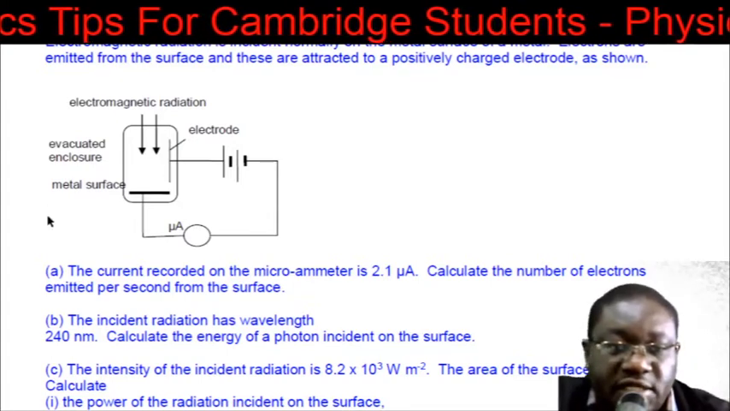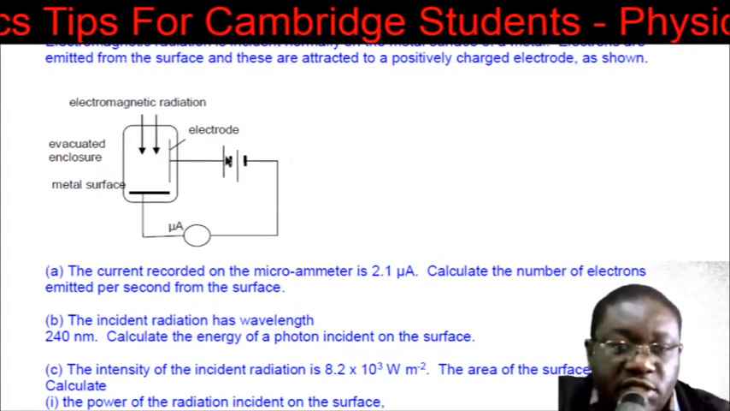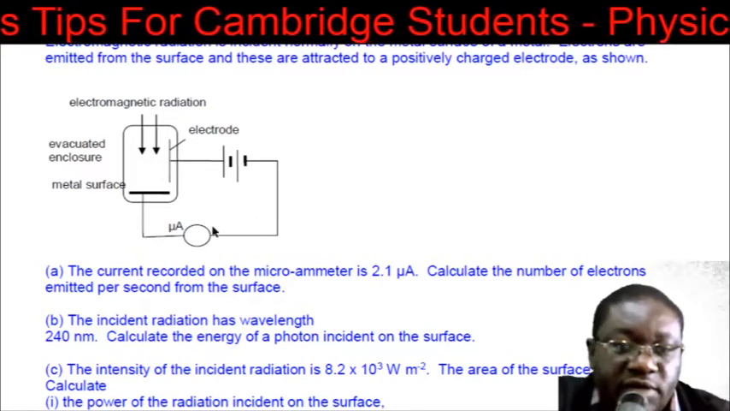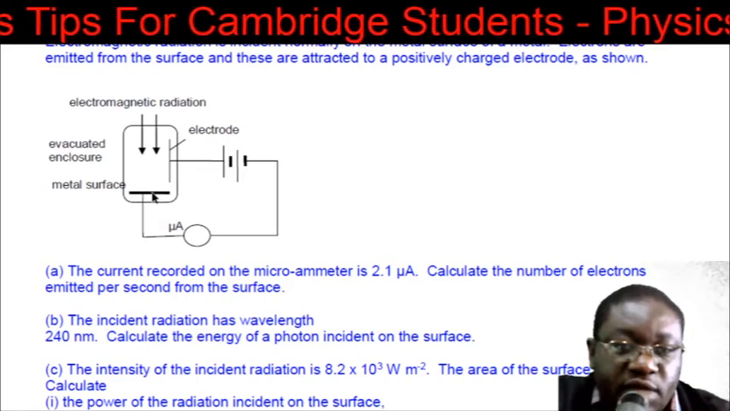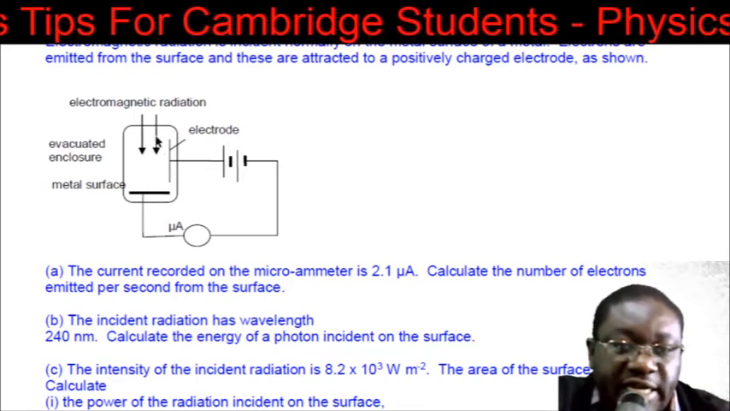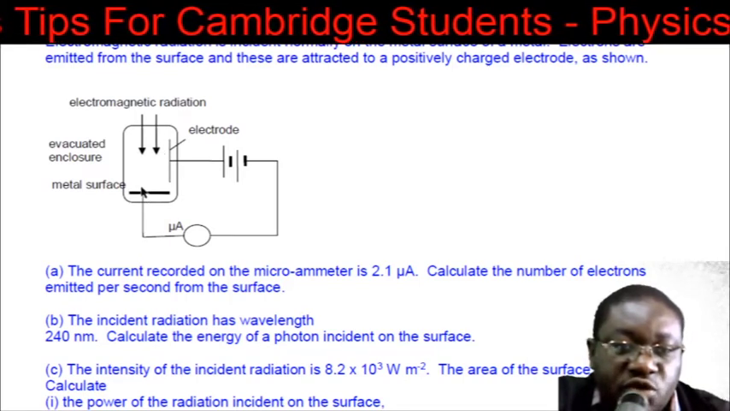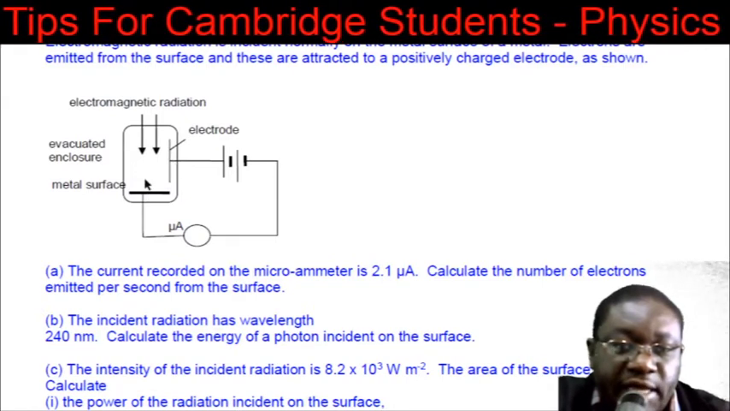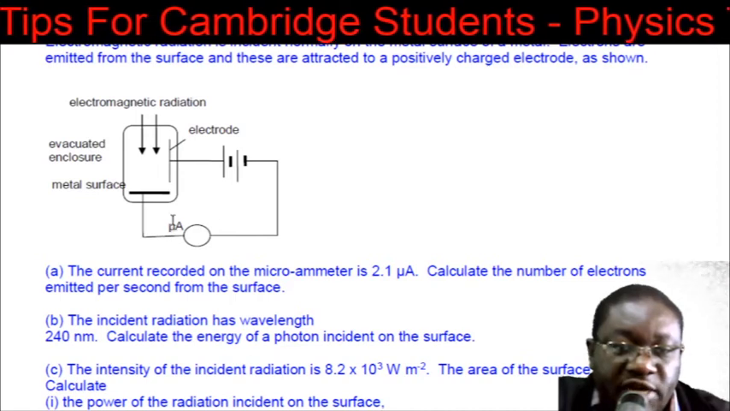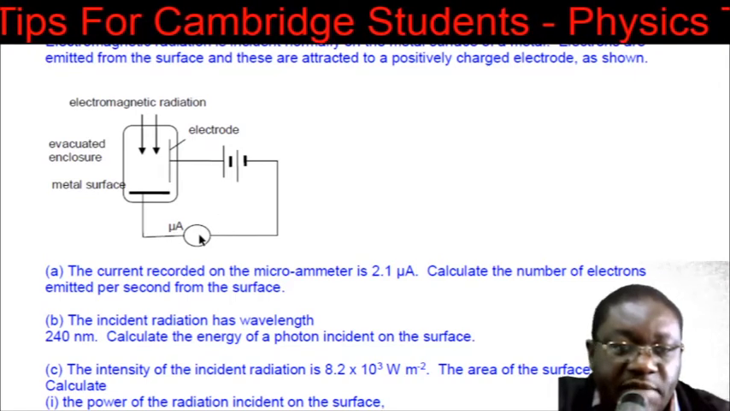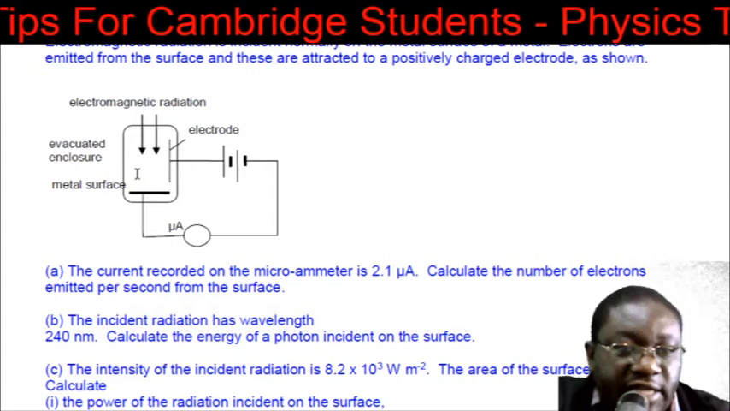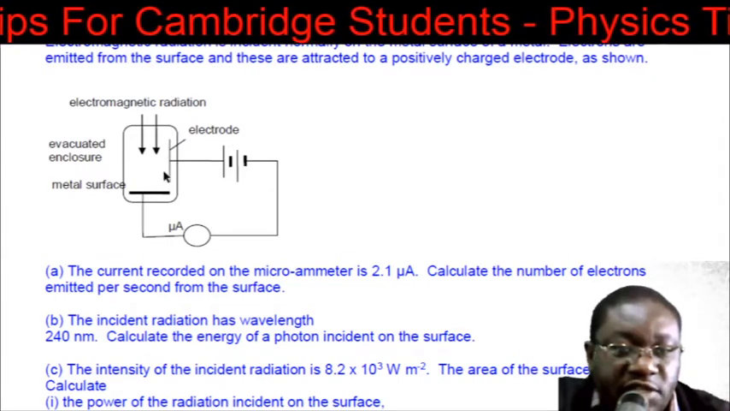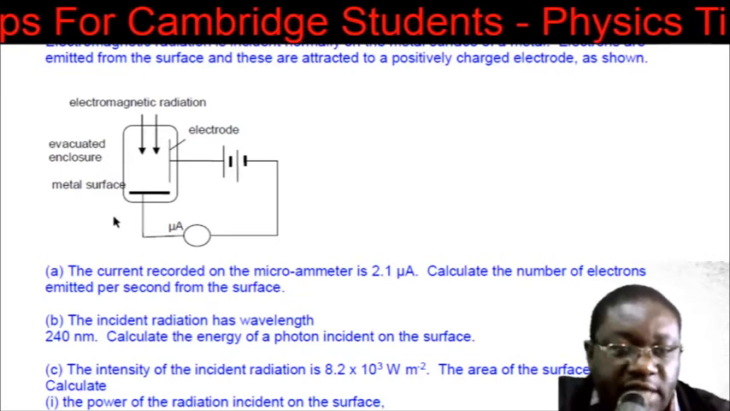Now let's study this a while. This being connected to the positive, it becomes your anode, and then this one becomes your cathode. So electromagnetic radiation comes in, photons knock off electrons, and then they are attracted to the positive there, and then the circuit is complete, and you register something there on the microammeter. This is evacuated, like I said, so that there is no disturbance in the movement of the electrons emitted from the surface by air molecules.